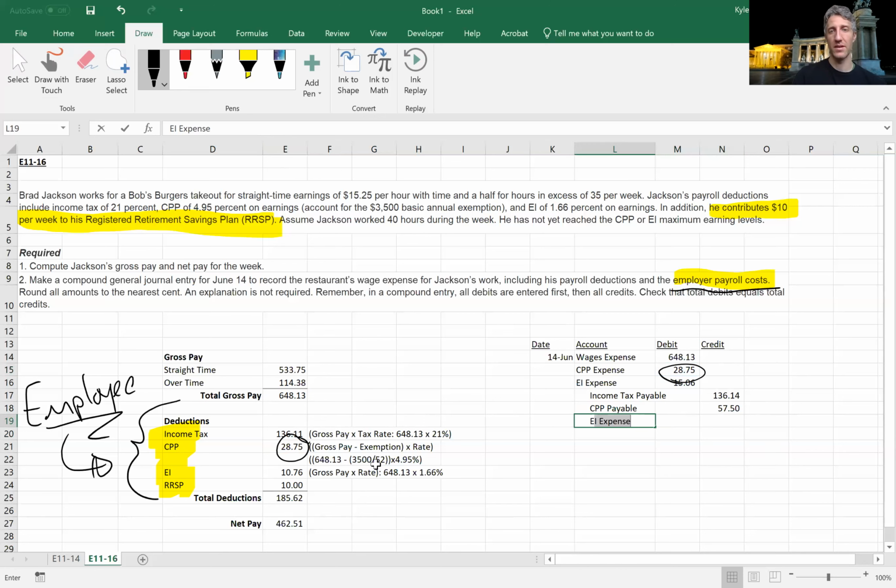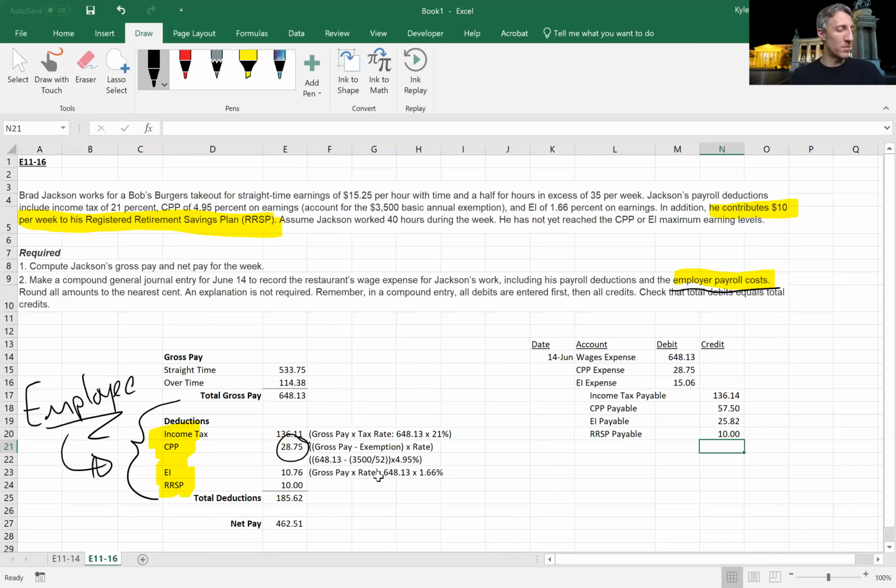Same thing with EI. When they make the remittance to the government, they're going to add together what the employee's paying to what they're paying, and they're going to pay both at the same time. So they're going to have a payable for the two added together. Similarly, for the final one, RRSP, the final deduction, you're going to remit $10 into the employee's RRSP plan.